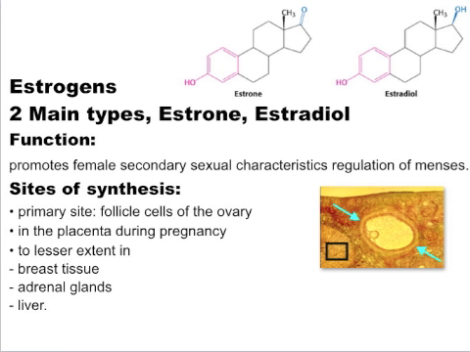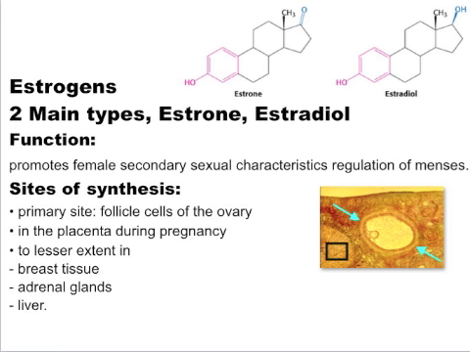Estrone has a ketone and estradiol has two hydroxyls, and so it is a diol. The function of estrogens is to promote female secondary sexual characteristics and to regulate the menses. The sites of synthesis of estrogens are the follicle cells of the ovary, where they help to maintain and promote the development of the egg, and in the placenta during pregnancy.